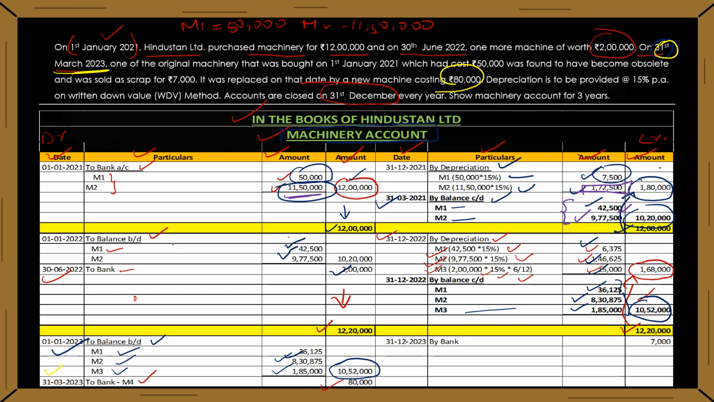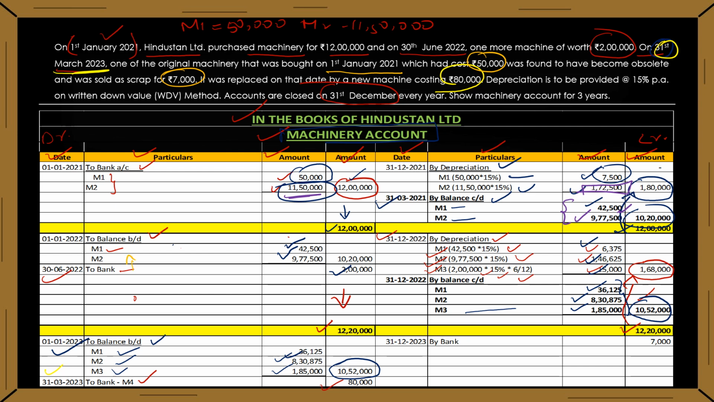And on the same date, 31st March 2023, what has happened? The original machinery that was bought on 1st January 2021, which had a cost of 50,000, was found to be obsolete and was sold for rupees 7,000. So what is the journal entry for selling the machinery? When you sell the machinery, you receive money.